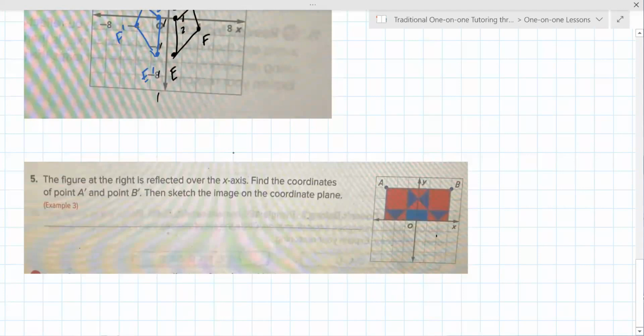Depends. The same. Okay. The figure at the right is reflected over the X axis. Find the coordinates of points A prime and B prime. Okay. They're basically saying, like, what does this look like after you reflect it? Let me see if I can zoom in a little bit, make this a little bigger. Is it clear? Okay. Yeah, it's all good.